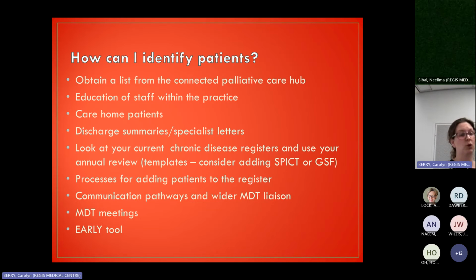The first one that we could all do, and it's quite easy, although it might give a lot of work to the palliative care hub in the initial phase, is getting a list of patients from the connected palliative care hub that's within Sandwell. I know there might be some people outside of Sandwell, so obviously in your areas maybe there's an outside agency that has a list as well. So obtaining a list from the connected palliative care hub.